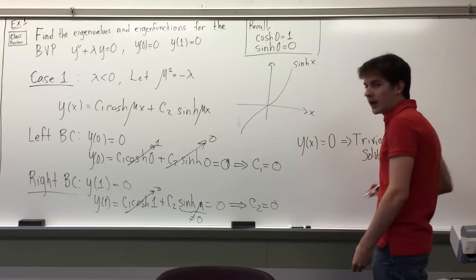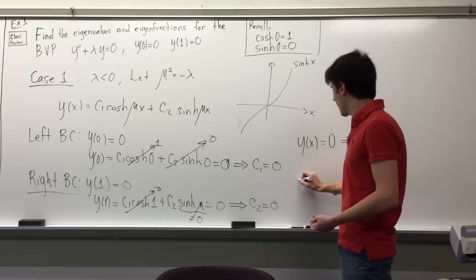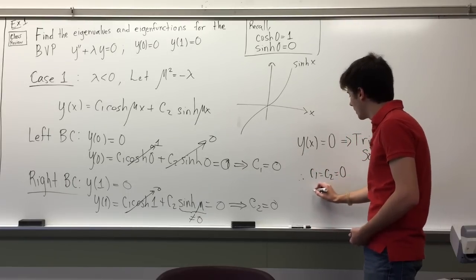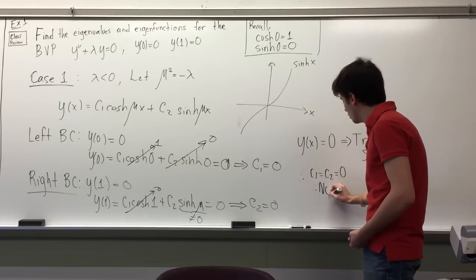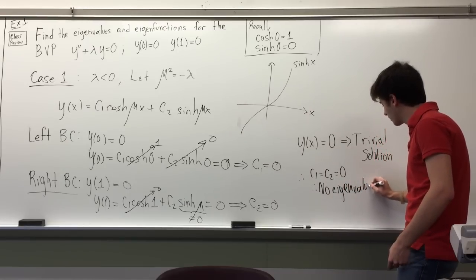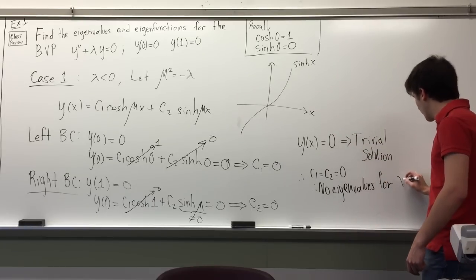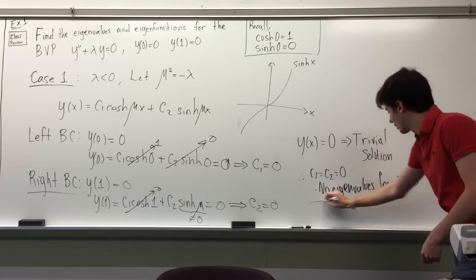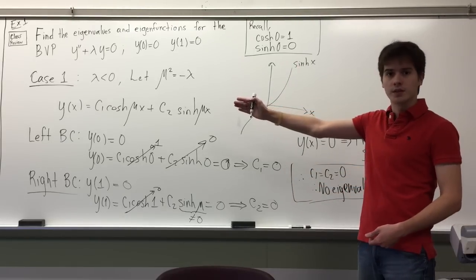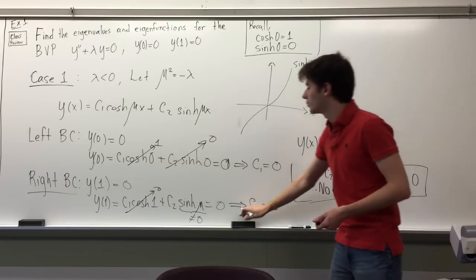And for finding eigenvalues and eigenfunctions, we don't want the trivial solutions. So when c1 is equal to c2 is equal to 0, we can say that there are no eigenvalues for lambda less than 0. So this is our conclusion for our first case. We still need two more cases to consider.